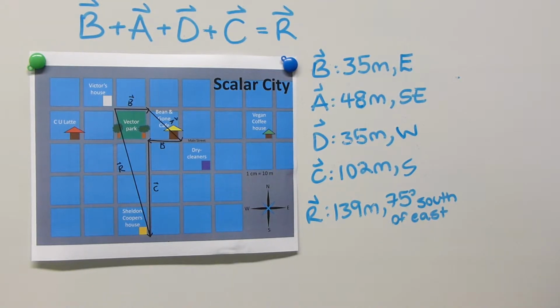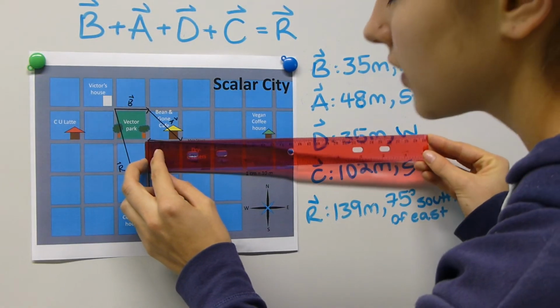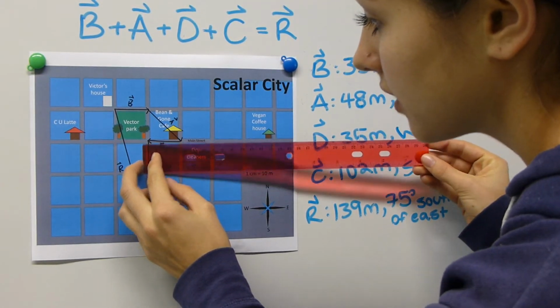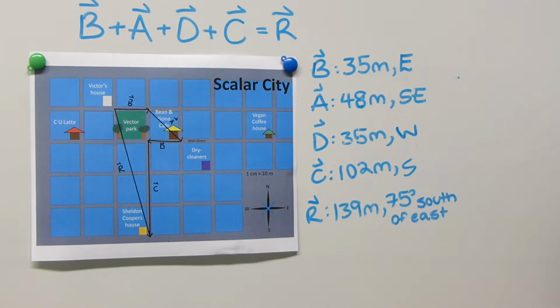The coffee at the shop is horrible, so Victor and Sheldon decide to head back to Sheldon's house to make a quality cup of coffee. They first head 1 block west and arrive at the street on which Sheldon lives. This vector is 35 meters in length and in the west direction. This is equivalent to vector D in example number 2, thus we'll continue to refer to this vector as vector D.